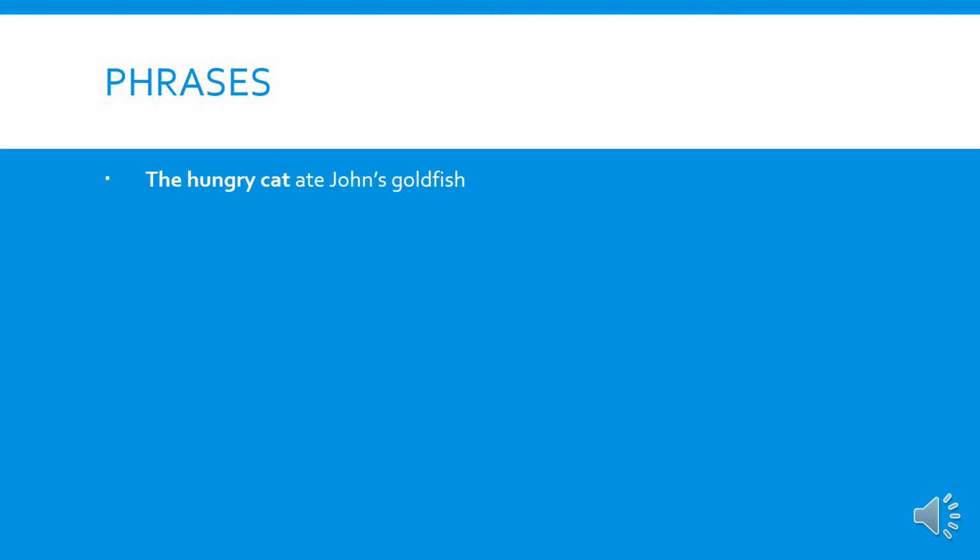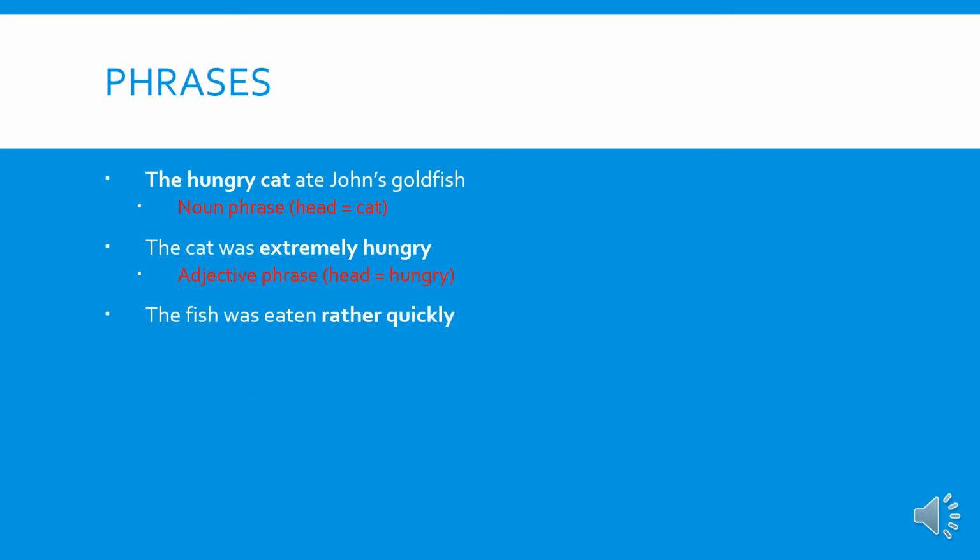The cat was extremely hungry. What's the most important word in this phrase? Is it extremely? Are we talking about extremely? The cat was extremely, or the cat was hungry? Because the first doesn't make sense, we're talking about hungry. Hungry is an adjective, and so this is an adjective phrase. Fish was eaten rather quickly. This one isn't difficult. It consists of two adverbs, so it must be an adverb phrase.